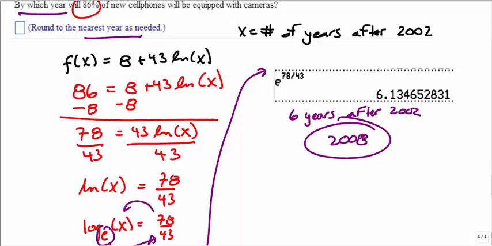Okay? Now you have to be careful. You don't want to do any intermediate rounding, because when you do intermediate rounding you can kind of throw your answers off a little bit. So 2008 is when that's going to happen.